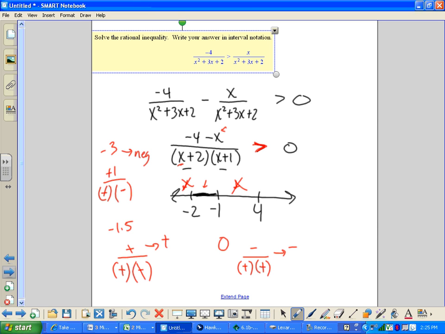So we got one more interval over here finally. We're going to test 5. So if I plug in 5, let's see, -4 minus 5, that would be -9, so they'll have a negative. And then when I plug it into the denominator, that's going to give me a positive times a positive. And so that'll be negative over positive. So this gives me negative.